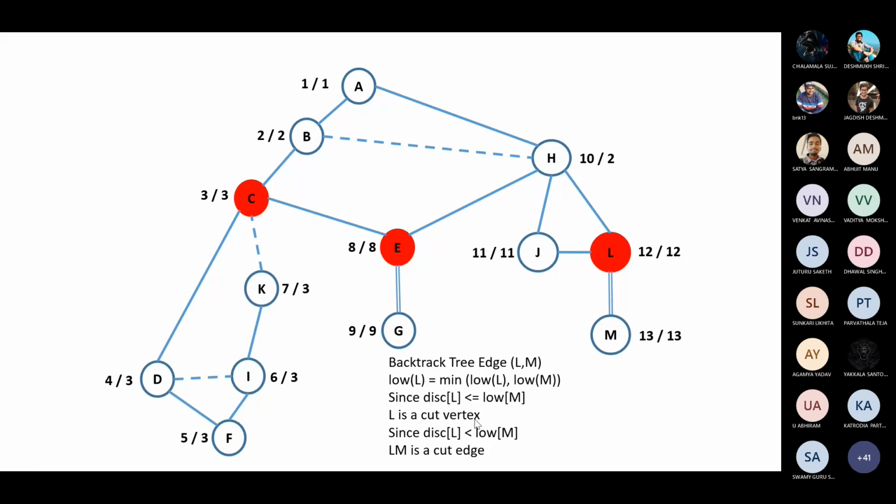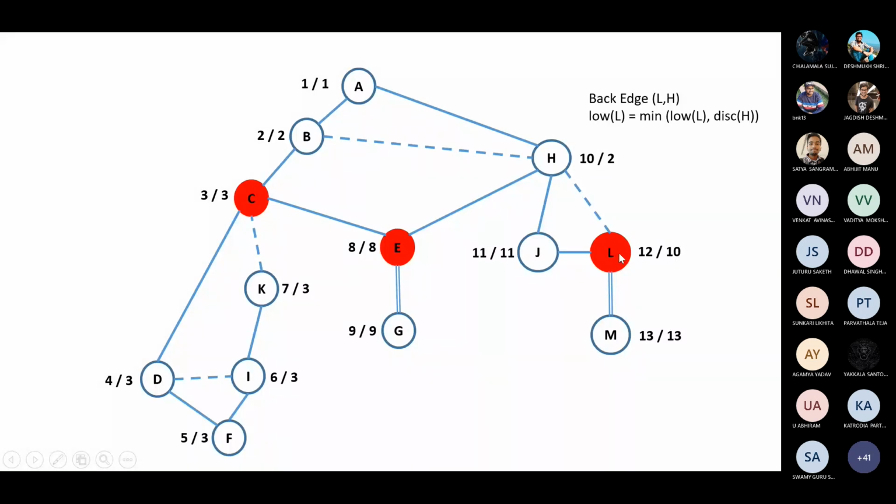Okay. And also it is strictly less than, so discovery of L is also strictly less than low of M. So LM is also a cut edge. Now it goes by this LH. LH is a back edge, so its low value will be updated. So the minimum of discovery of H and its low value 12, so it will be 10.